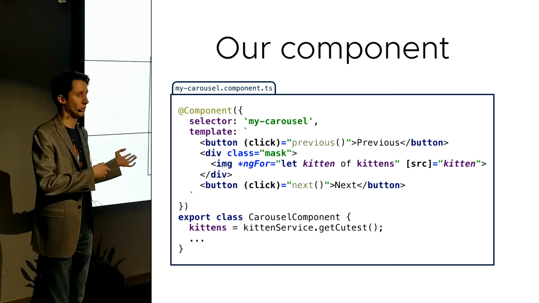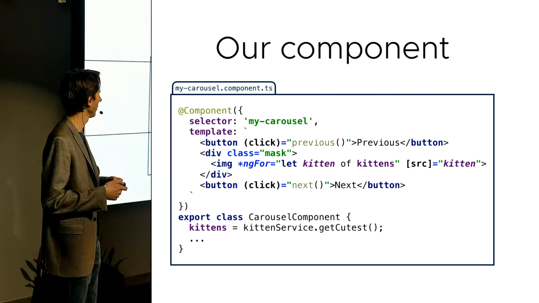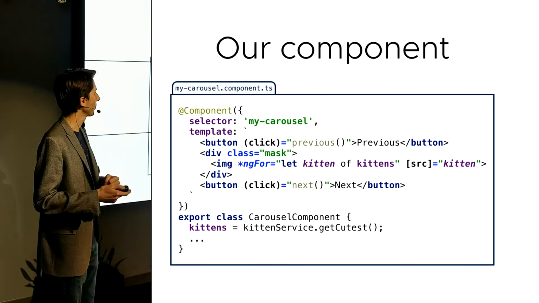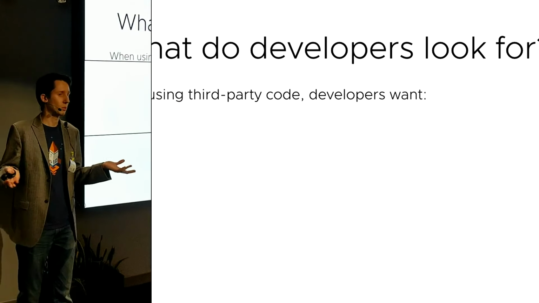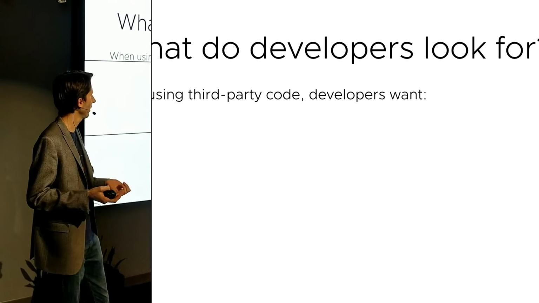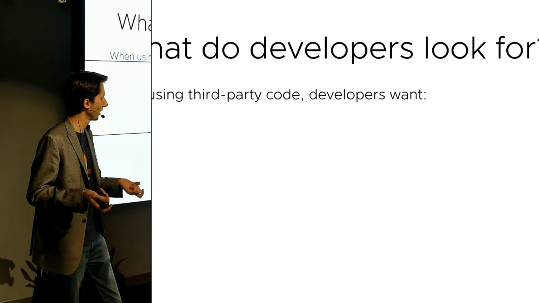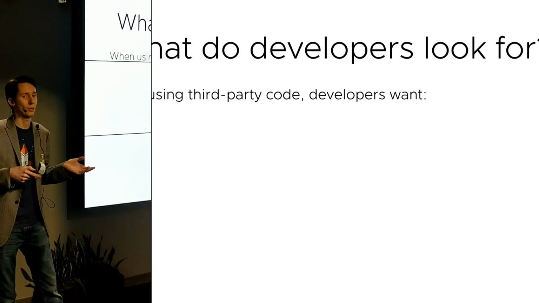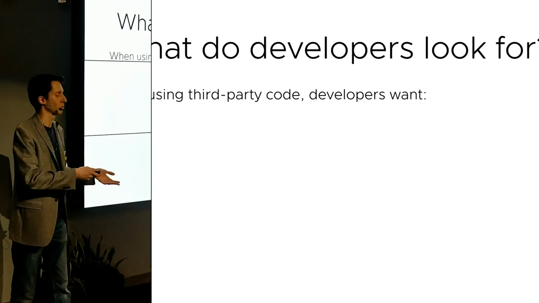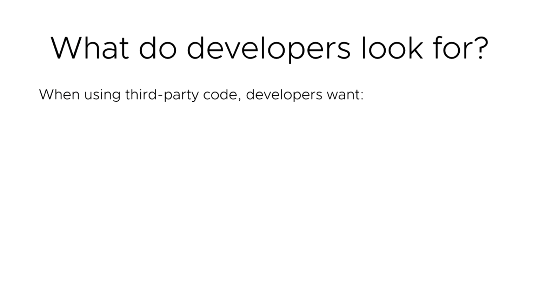So we're going to convert this component step by step into a reusable component. And before I do this, I'm going to go over quickly what I think developers look for. And since the room is full of developers, please correct me if I'm wrong at the end. But when you use a third-party component, and when I say third-party, it might just be a custom component your company wrote somewhere for you to reuse in different projects.